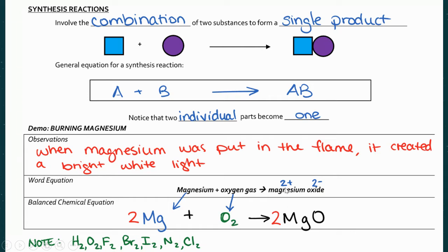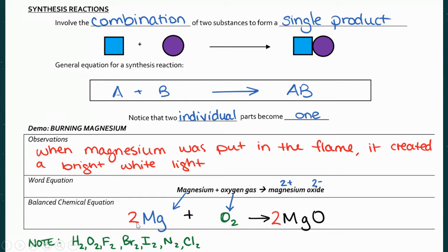And then magnesium oxide, if we wanted to write the formula, we would figure out by looking at the periodic table that magnesium is in the second column, so it's 2 plus, and oxygen is in the 16th column, which means it's 2 minus. And so here, we don't need to use the crisscross method, it's just MgO.